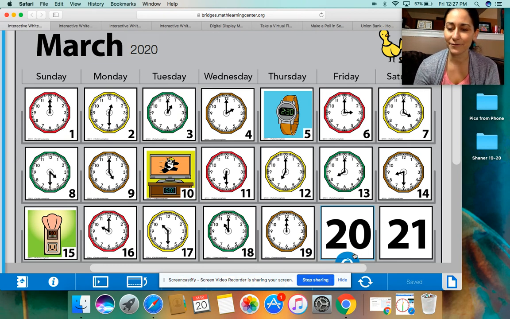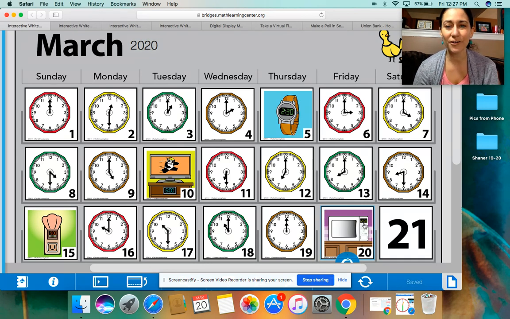All right, so I'm going to flip this over to see what we have here for Friday, March the 20th, 2020. Let's flip this over. And it is another digital. And it does show 12:30. I'm sorry, I can't really zoom it in too much, but it does show 12:30 on this microwave clock. So it does have another half hour go by on this clock.